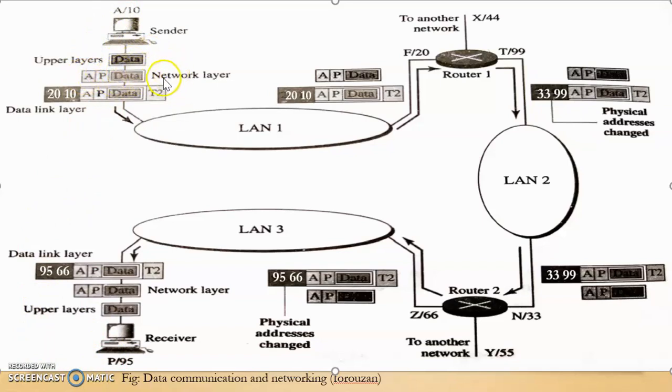Now we saw in the previous videos that one of the functionalities of the network layer is routing. That is, the route has to be decided. So the network layer will use this routing table and find out the IP address of the next hop. The next hop is router 1. So using this routing table, the network layer will find out the IP address of router 1, that is F.